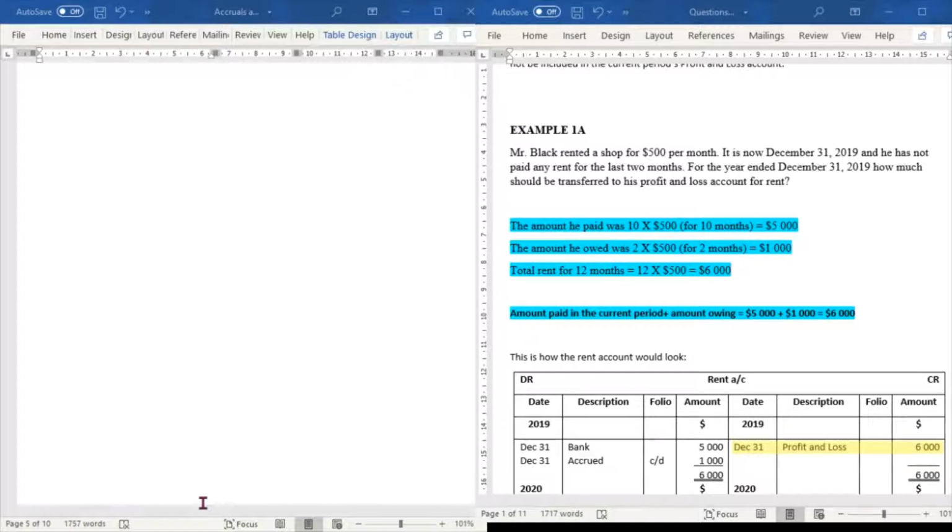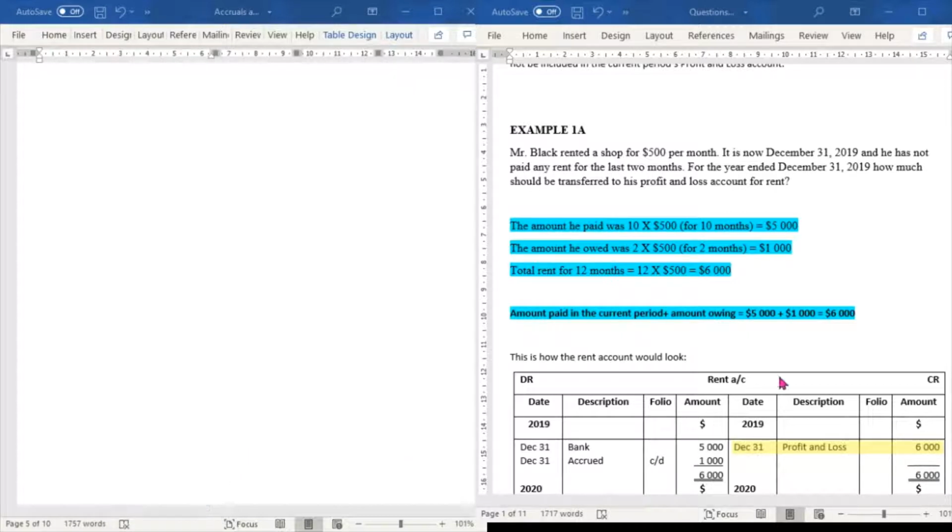Now, the amount that will be transferred for rent to the profit and loss account is the amount that was actually incurred, the amount that was actually used. So, if he only paid for 10 months and owed for 2 months, we must add the amount that was owed to the amount that he actually paid, because it is the total rent for all 12 months that must be transferred to the profit and loss account.